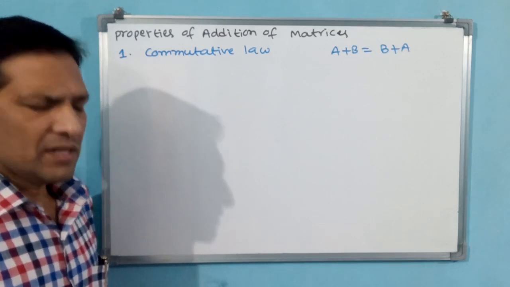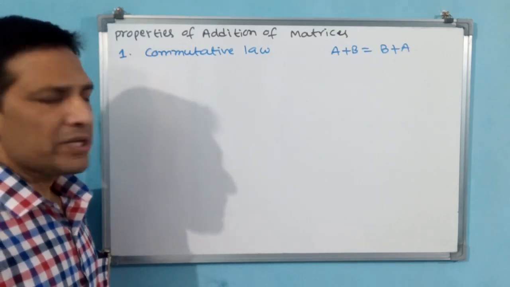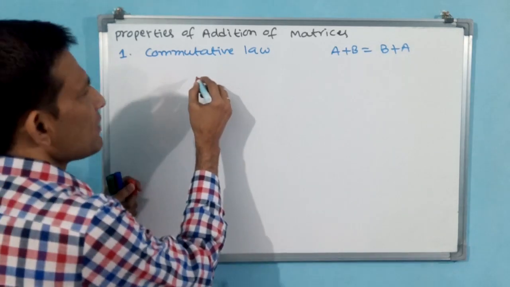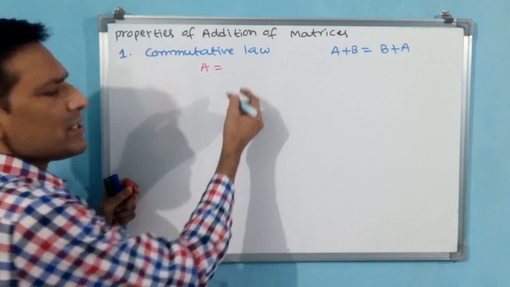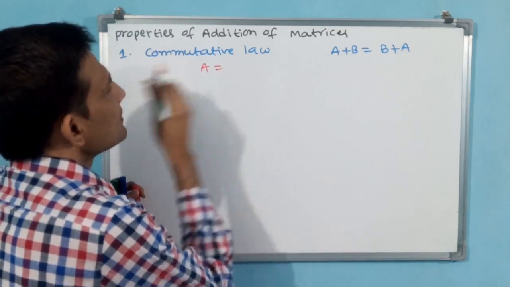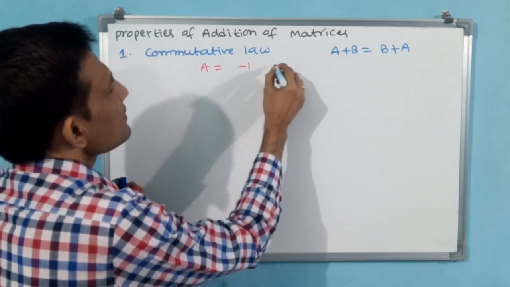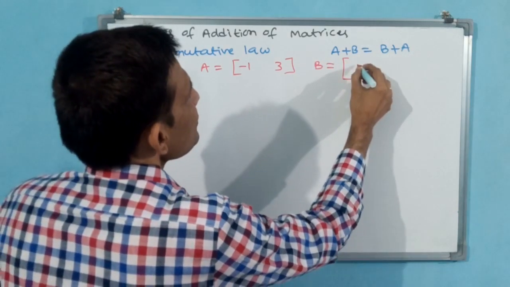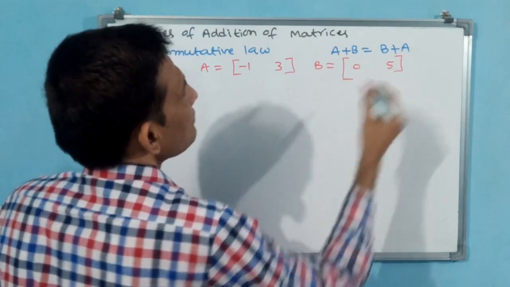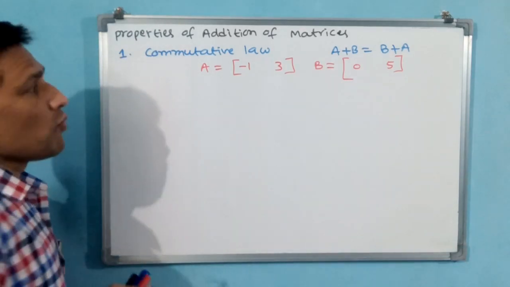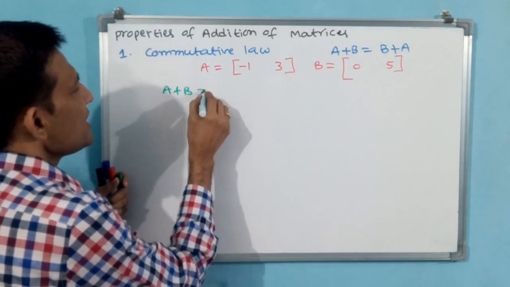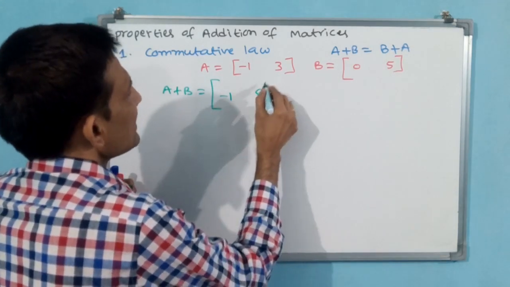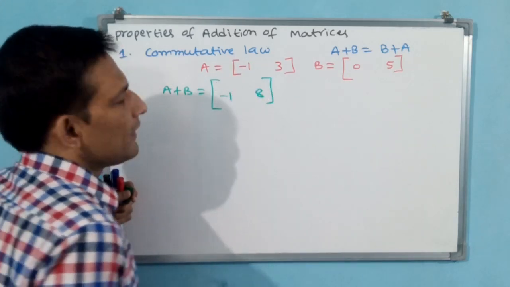See, now in matrices, it is better we take an example straight away. That will be very easy to understand. Okay, I am taking A equal to a simple 1 by 2 matrix, minus 1, 3. B is equal to 0, 5. Now we write A plus B. A plus B is equal to minus 1 plus 0, minus 1; 3 plus 5, 8.